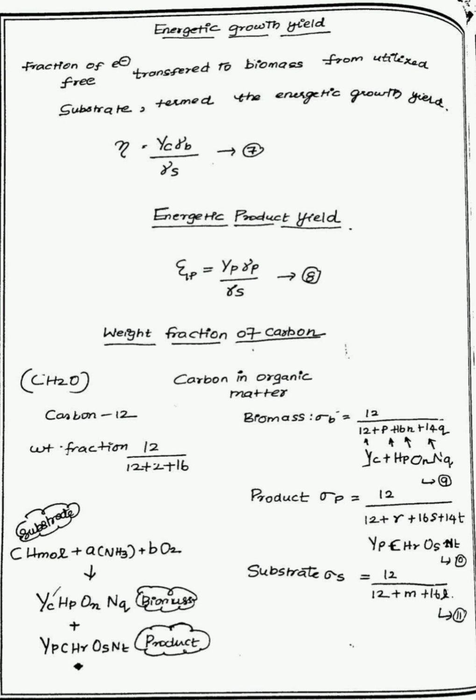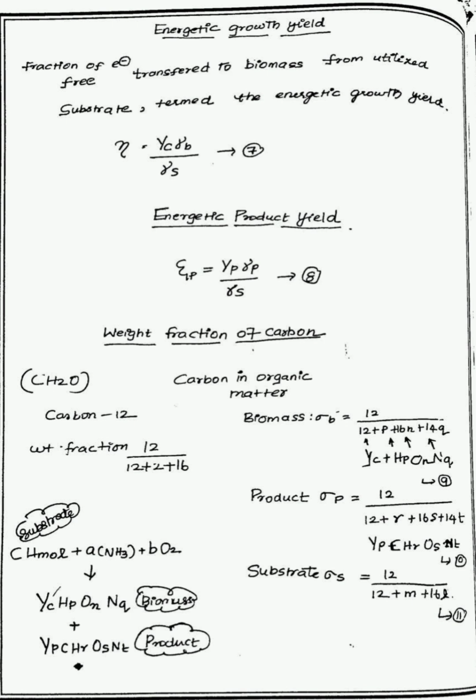Then coming to the gamma p yp divided by gamma s, that is the fraction of available electrons for the transformation from the substrate to product. This epsilon p is called energetic product yield. So if any problem comes where you need to calculate the substrate to biomass yield alone or substrate to product yield alone, you need to use this formula here.